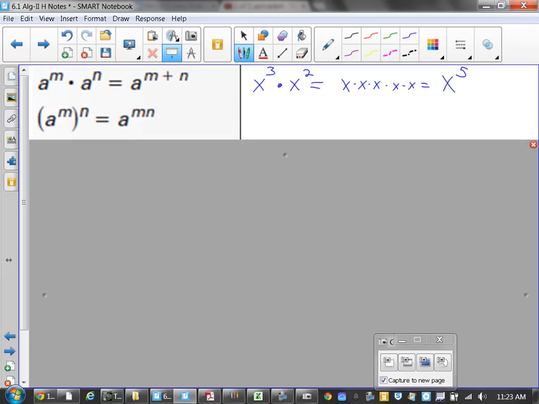Power to power. When you're raising an exponent to another exponent, you're multiplying it. Okay? Think of it this way. If you've got x to the fourth squared, that means it's that jump twice. X to the fourth times x to the fourth. Which works out to be x to what? 8. So you wind up multiplying your exponents there. This is just a rewritten form of that. Exponent rules tell you all you have to do is just multiply it.